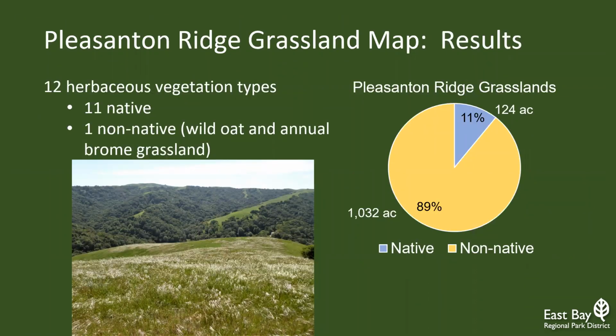So we ended up mapping 12 herbaceous vegetation types: 11 were native, and 1 was non-native, as you saw in the last map. That non-native type is called wild oat annual brome, and that's what's shown in this photo. You can see in the chart that the non-native wild oat annual brome type occupied 89% of the project area. And the native types accounted for just 11% of the project area, totaling 124 acres.